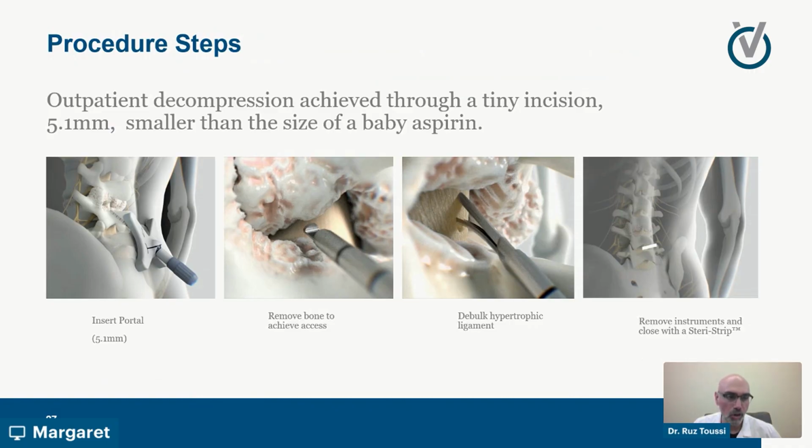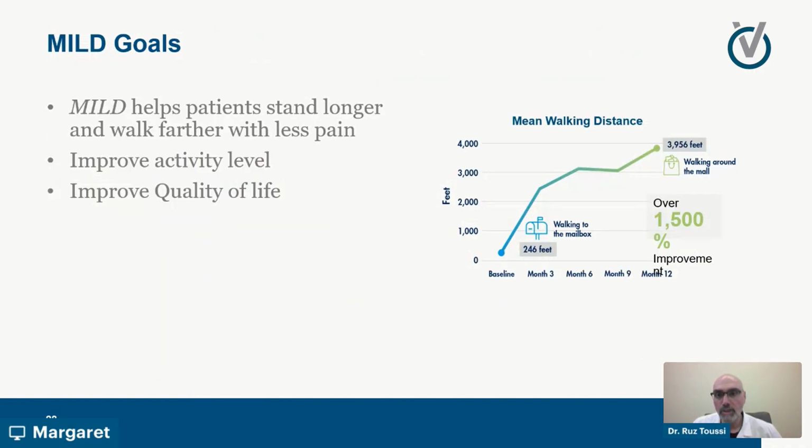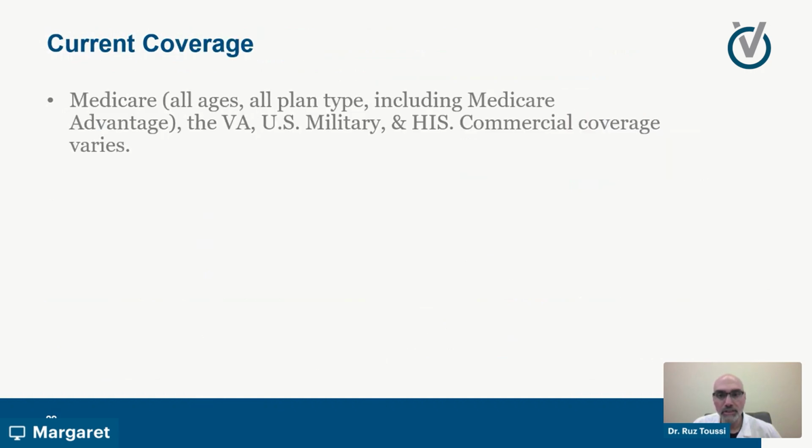There are no sutures involved, just a Band-Aid. Really, the goal of the mild is to help people stand longer, walk farther with less pain, improve activity level, and improve quality of life. Mild currently is covered by Medicare plans and Medicare Advantage plans, most military plans. Fortunately, at this time, we are finding it a challenge to get it covered by commercial insurances.